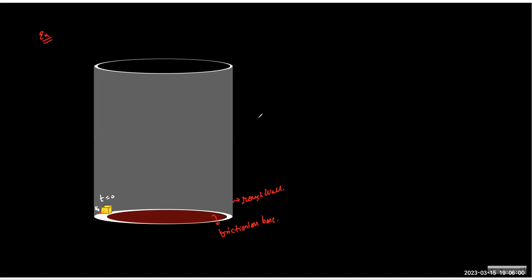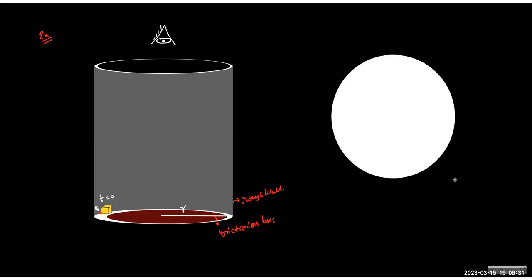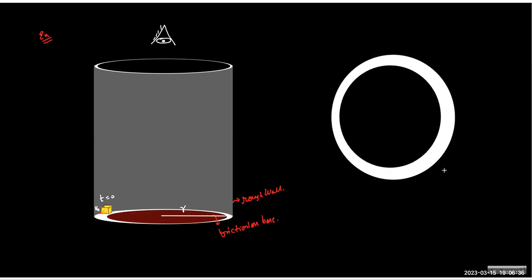Now, what would be the better picture of this? As I said, you always have to think of some view which can greatly enhance the perception of the situation. And I think the top view is going to be best, right? If you look from this side. So if you look from the top, how should the diagram look like, can you guess? It's really fun drawing the views.